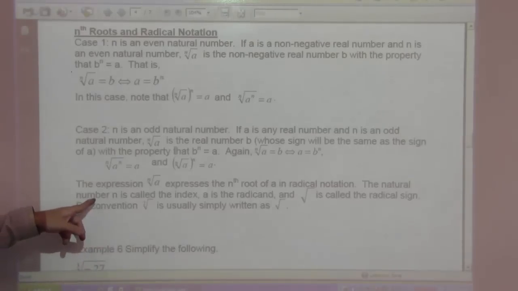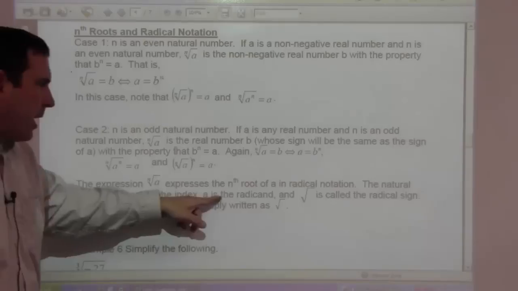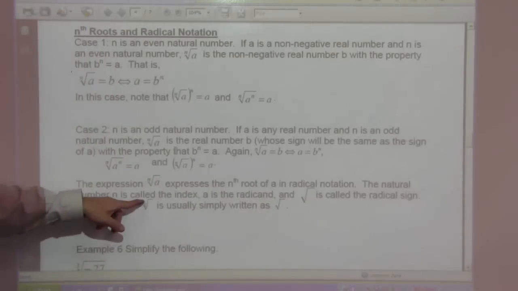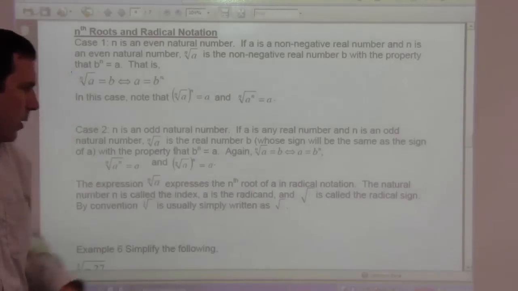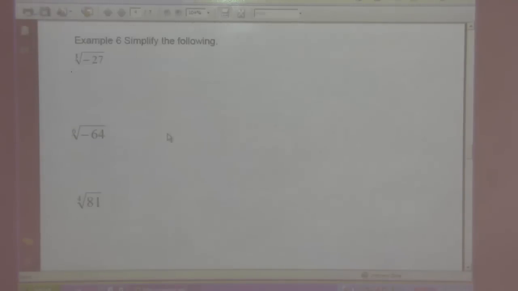The natural number n is called the index. A is the radicand and this is the radical sign. By convention, the square root of 2 is usually just written with that symbol without the 2 there. So when there's no index outside that radical, it's just the square root of 2.